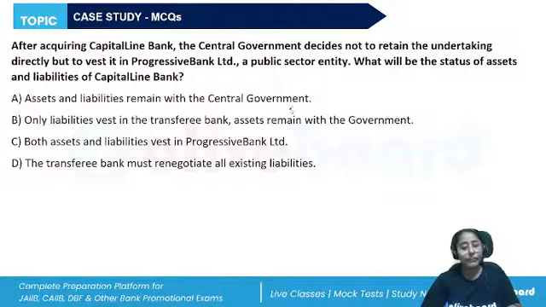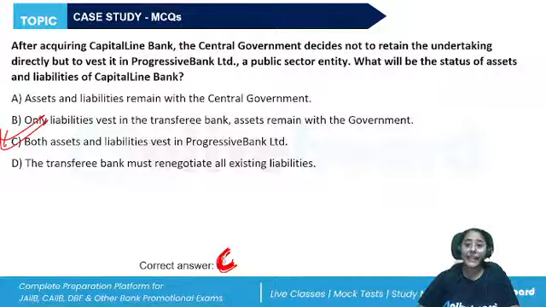So, if the central government is acquiring the public sector bank, they can decide to hold the assets or liabilities with themselves or they can transfer them to another bank. And both the liabilities and the assets will be transferred. So the correct answer will not be A, it will be C. All right, it will be C. Because the government is deciding not to retain the undertaking but vest it in the transferee bank. So both the assets and the liabilities will vest in the Progressive Bank Limited.